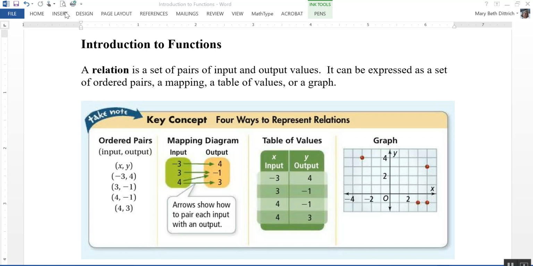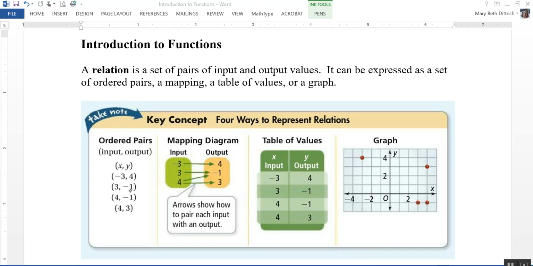This video is an introduction to functions. A relation is a set of pairs of input and output values. It can be expressed as a set of ordered pairs, as a mapping, a table of values, or as a graph. So here's an example.